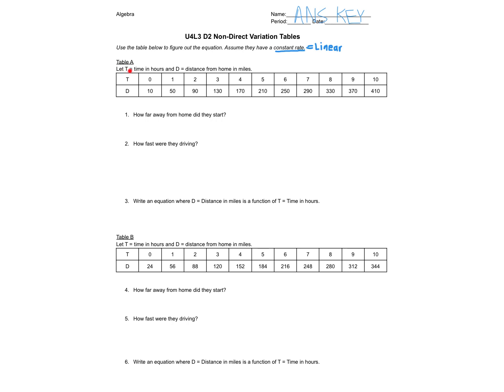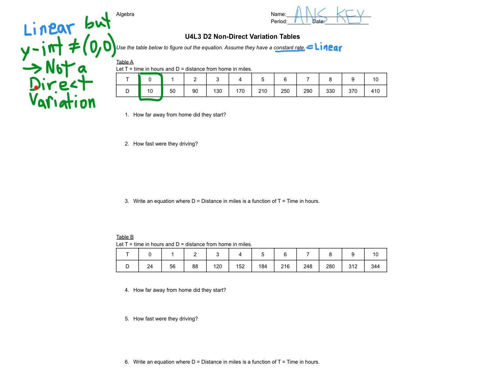Table A: T is time in hours, D is distance in miles from home. We see right away that when I look at time 0, my distance is 10. So that means this is not a direct variation. It is not proportional. Remember, in order to be a direct variation, it has to be linear through the origin (0, 0). Because here it does not go through (0, 0), we're going to have to solve these using a different idea. Still linear though, so we can use those ideas, and that's what we're going to talk about in this video.